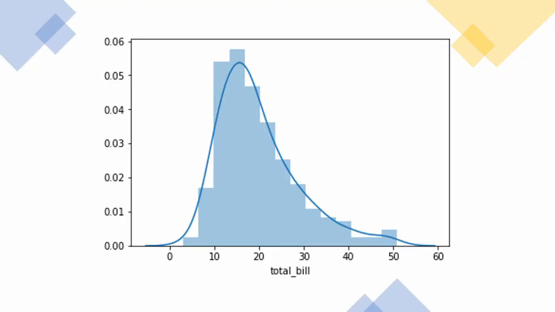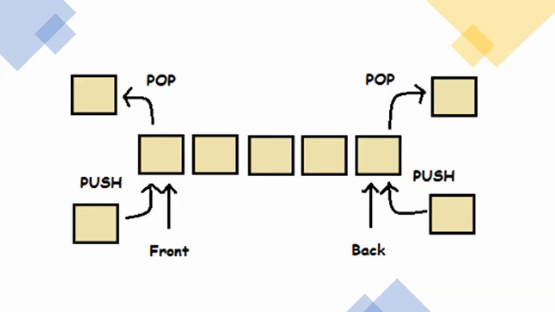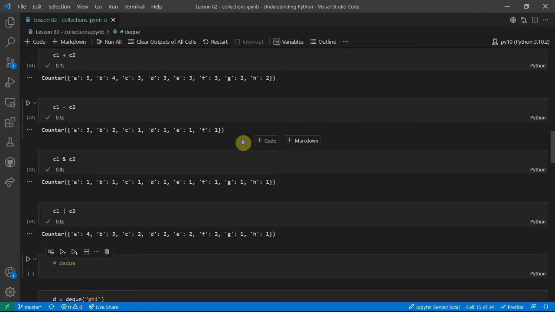But the next thing is the deque, which is short for a double-ended queue. And as you can see in this picture, queues are very important. They have a front and a back, although in Python they're called a left and a right, and you can pop or you can push, but in Python push is append. So you can pop to left, append to left, or you can pop or append.